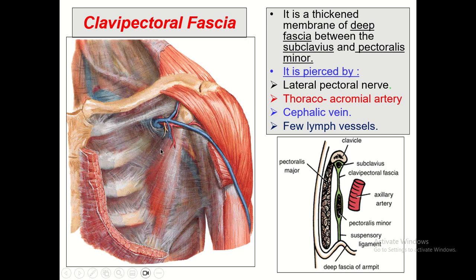And then you're going to have your lateral pectoral nerve. Remember, we said the lateral pectoral nerve only supplies the pectoralis major. It does not supply the pec minor. So it has to leave the brachial plexus, piercing the clavipectoral fascia, innervating the pec major. We cannot see the pec major here, but this is a reflection. You can see part of its fibers have been cut off to expose the pec minor and the clavipectoral fascia.